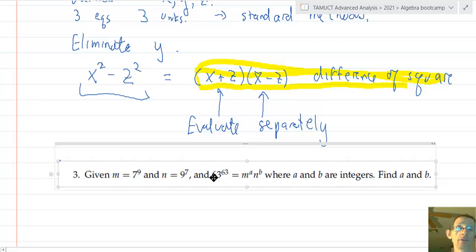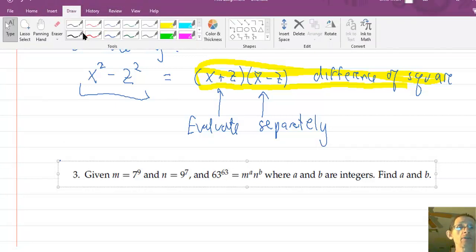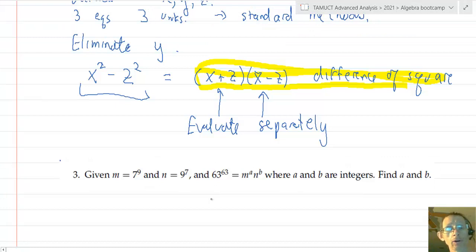Now, it kind of jumps out at you that 63 is 7 times 9. So that should tell you something. All right. Now, here we have m and n. Here we have m to the a, n to the b. Now, a very clear first step here. In some ways, math is like chess. You have opening moves. Very clear opening move here is just do substitution.